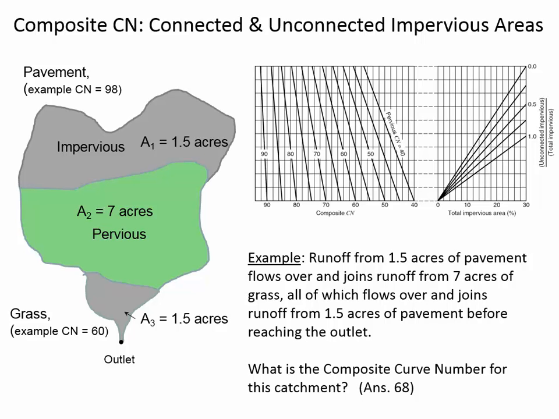And if we start with this curve now, where it says 0.5, this is the curve that we have to follow. And so 30% impervious area at the 0.5 intercept, we're going to go over, and we're going to stop when we get to the pervious curve number of 60. Now here we are at the pervious curve number of 60, and we go down. And so now that curve number is closer to 70. I read that as 68. Composite CN is 68.